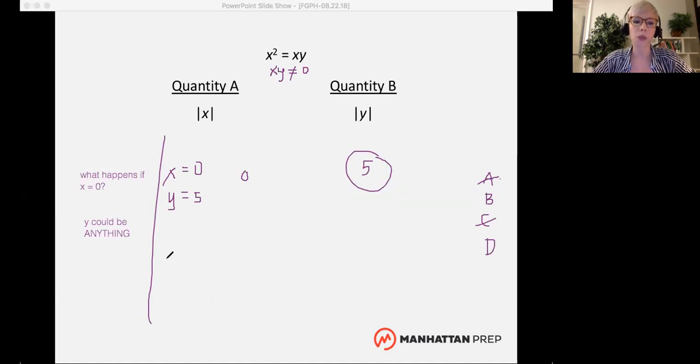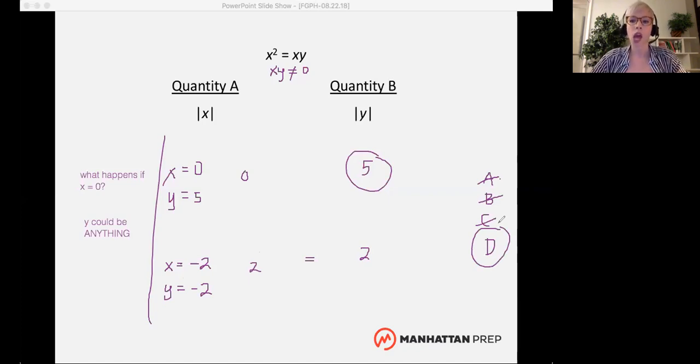But then we could try a case where x isn't 0, where, for example, how about x and y are both negative? X is negative 2, and so then negative 2 squared is 4, so to get that, it would have to be y equals negative 2 as well. And then the square root of x would be 2, square root of y would be 2, and in that case, they would be equal. Well, if we found a case where they're equal, the answer can't be B, because B would have to mean that quantity B is always greater, and that's where we would pick D.